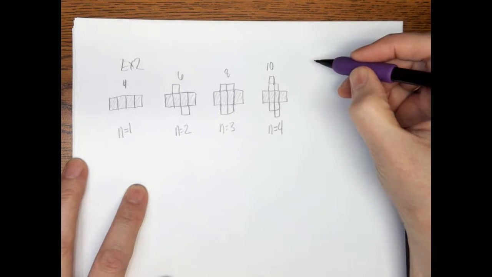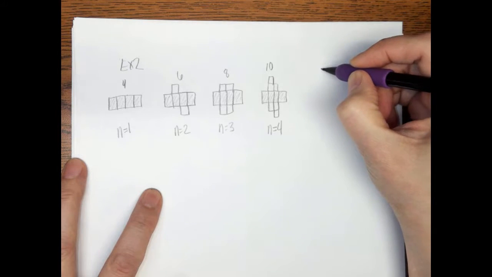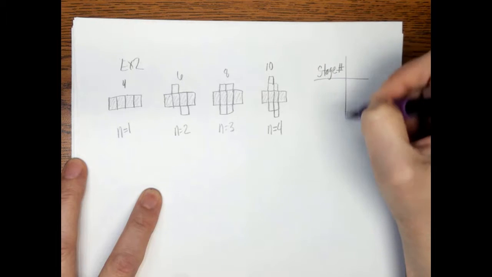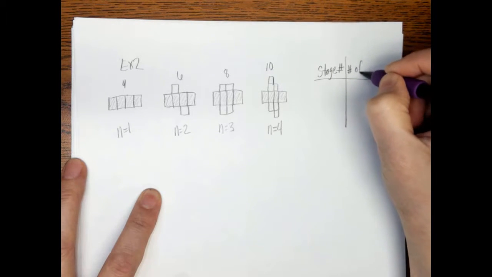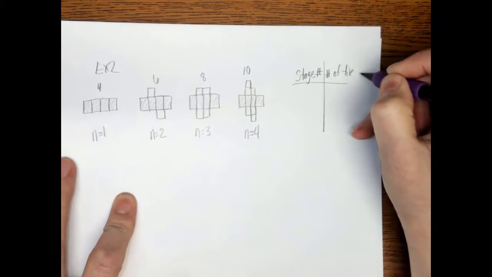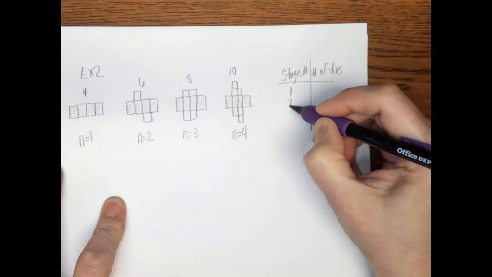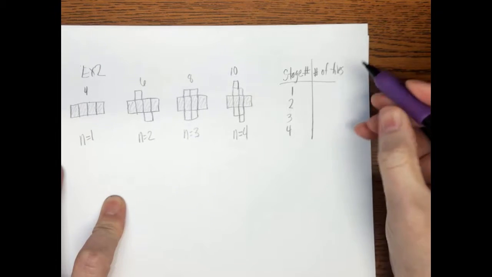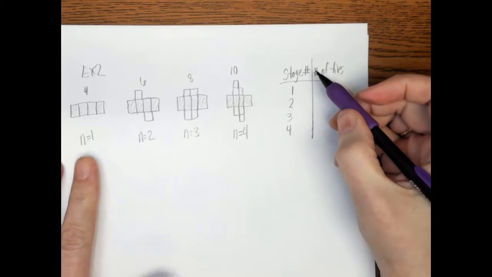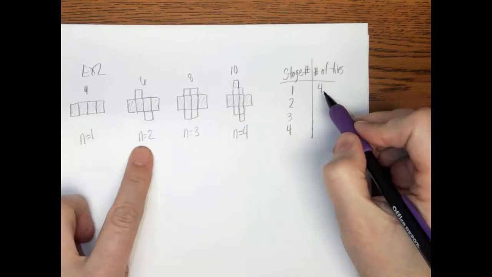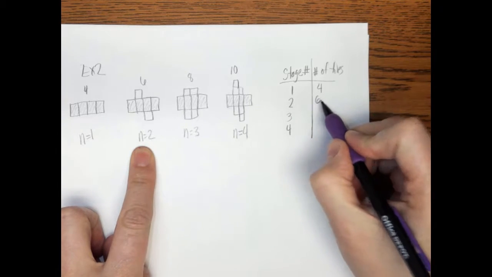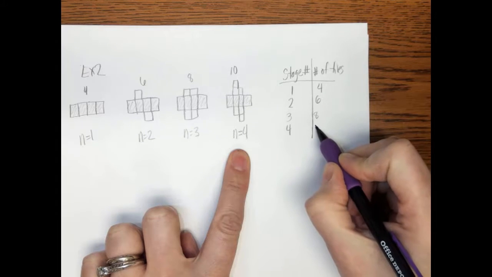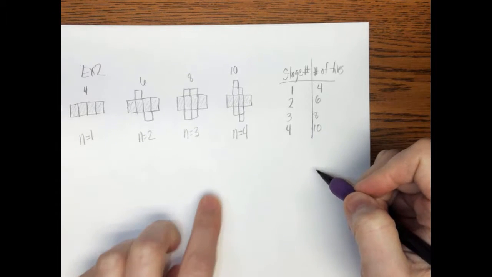Now let's convert it over to a table to further analyze this. We have stage number on the left, number of tiles on the right. So we have 4 stages here that we've diagrammed. How many tiles? In stage 1 we have 4. In stage 2 we have 6 tiles. In stage 3 we have 8 tiles. And in stage 4 we have 10 tiles.